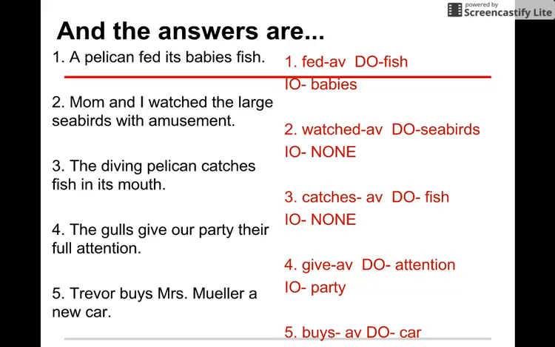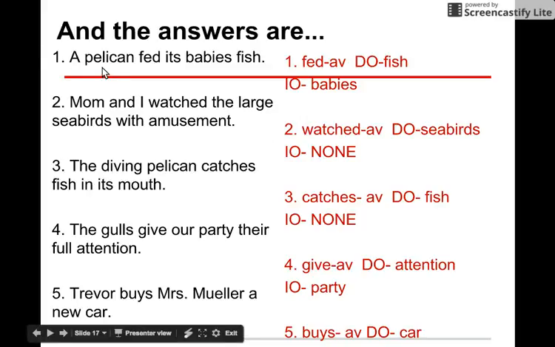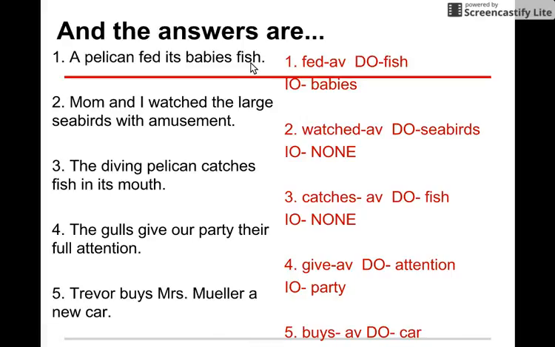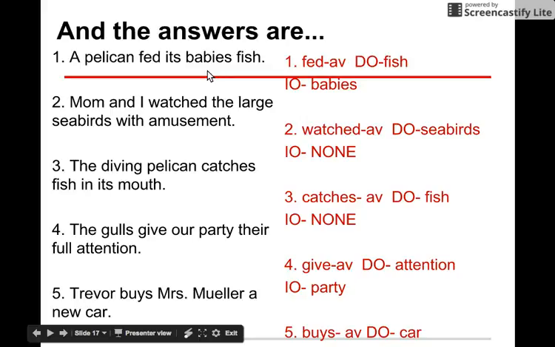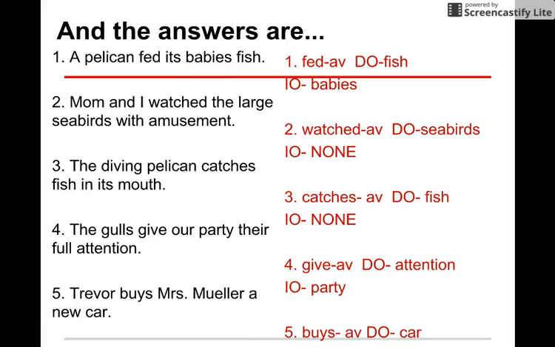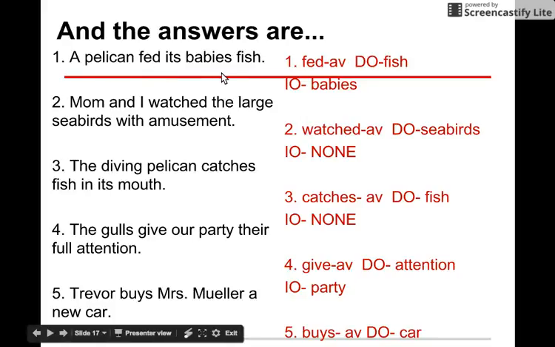Okay, here they are. A pelican fed what? A pelican fed fish. The pelican fed fish to whom? To the babies. Otherwise, you're saying that the pelican is like feeding babies to something. A pelican fed what? Fed fish. To whom? To the babies.